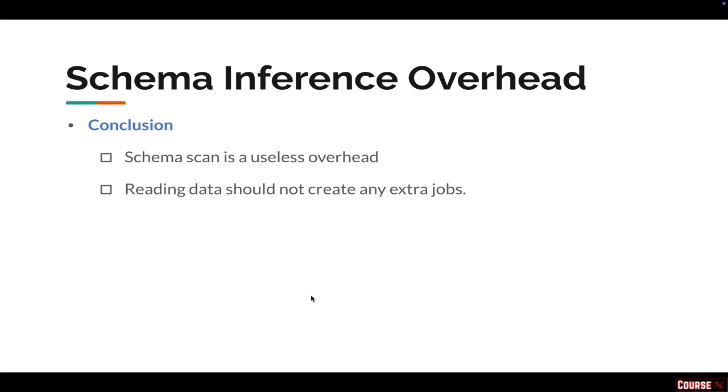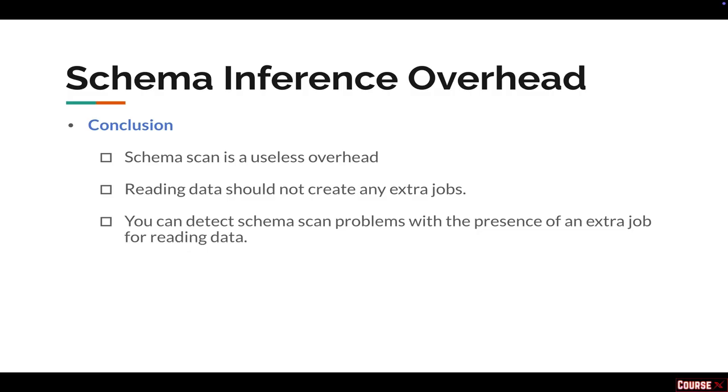Reading data should not create any extra job. You can detect schema problem scans with the presence of an extra job in reading data, as we have seen in the Spark UI, right? So you can detect it from there. You can avoid schema read scan in the following ways.